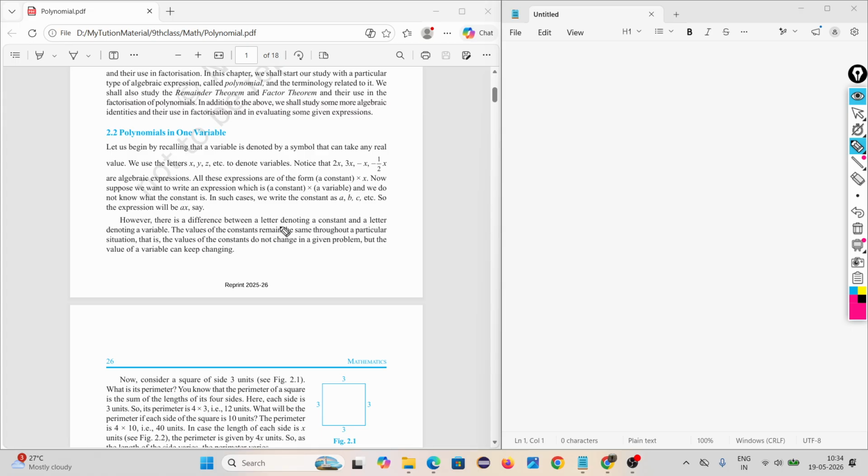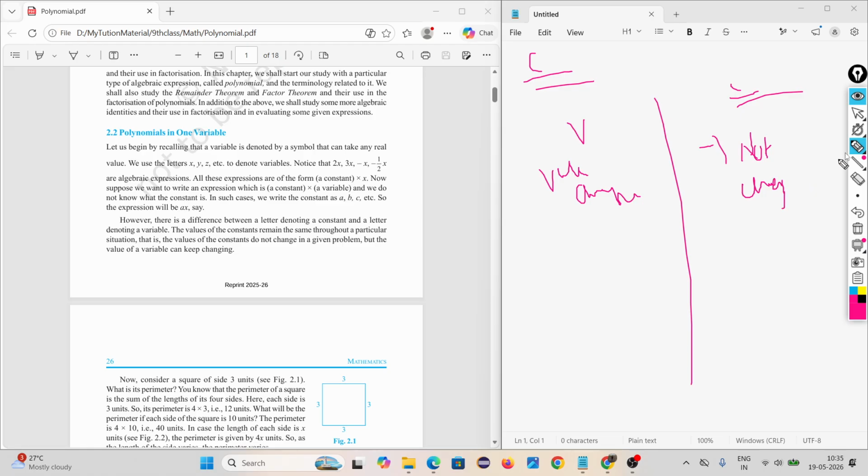However, there is a difference between a letter denoting a constant and a letter denoting a variable. The value of a constant remains the same throughout a particular situation. The value of the constant doesn't change in a given problem, but the value of a variable can change. These basic things you know from your previous class.